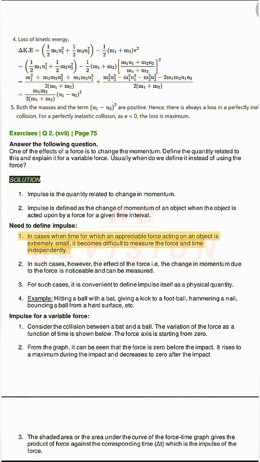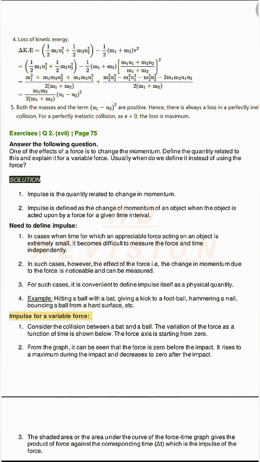1. In cases when the time for which an appreciable force acts on an object is extremely small, it becomes difficult to measure the force and time independently. 2. In such cases, however, the effect of the force, i.e., the change in momentum due to the force, is noticeable and can be measured. 3. For such cases, it is convenient to define impulse itself as a physical quantity. 4. Example: hitting a ball with a bat, giving a kick to a football, hammering a nail, bouncing a ball from a hard surface, etc.